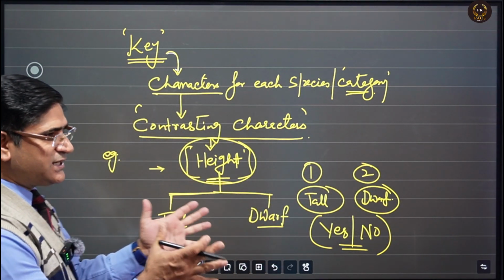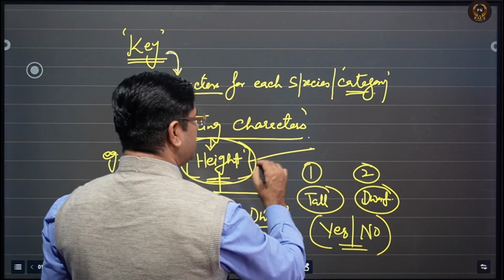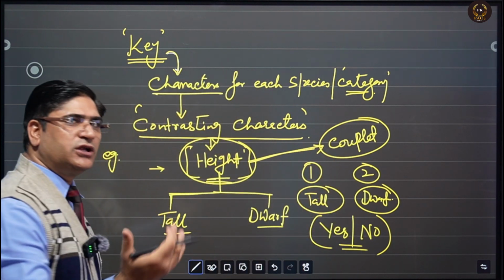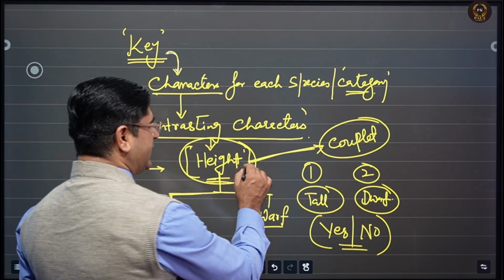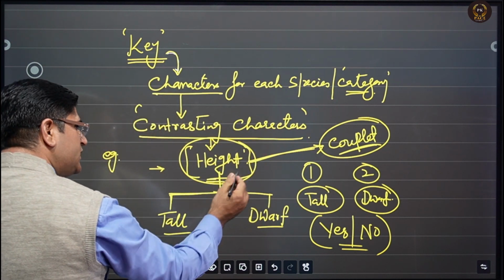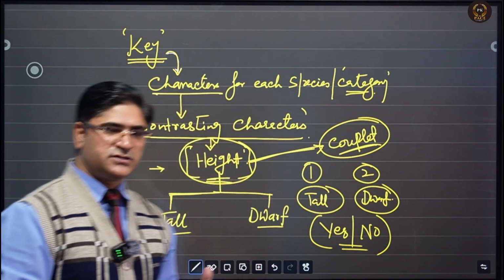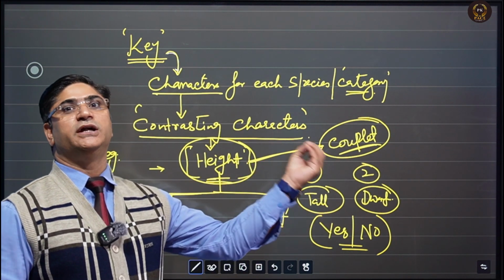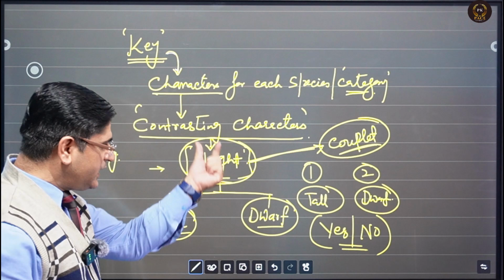Such kind of statements, such contrasting character, is known as a couplet in the taxonomical nomenclature system. This contrasting character is known as a couplet. But if you look inside the couplet, finally, which statement does a taxonomist choose to differentiate between the two species or more than two species? That is the statement, either tall or dwarf, under the character.